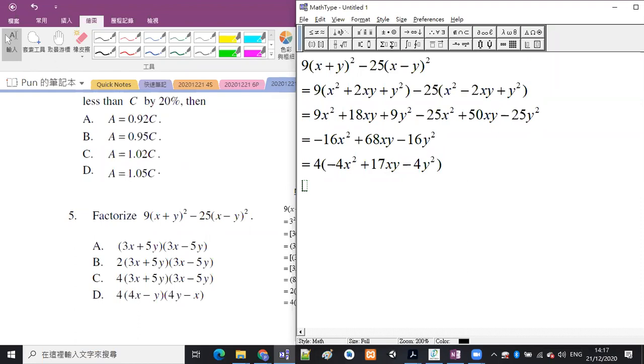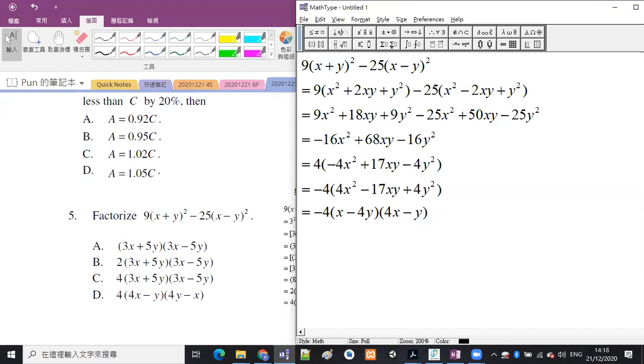Okay. So normally we will take out the negative sign also. It's negative 4x squared minus 17xy plus 4y squared. And then you may use your program 1, formula 1, to help you get the 2 brackets. Do you remember how to get the 2 brackets? You just enter A to be 4, B to be negative 17, and C to be 4. But when you get the 2 numbers, you will set them to be x over y. So you will find that the first bracket is x minus 4y, and then the second bracket will be 4x minus y.